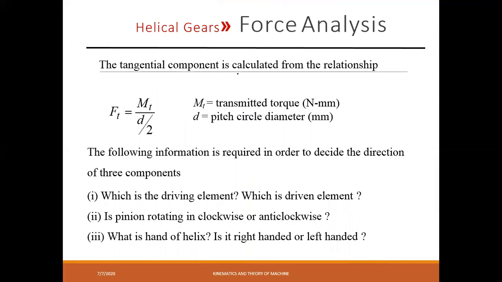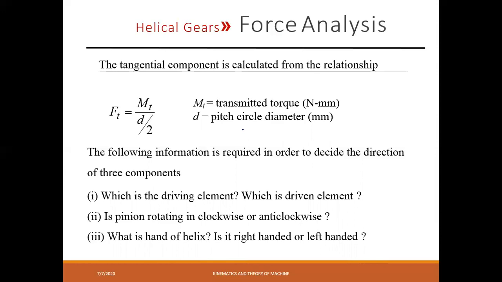Now the tangential component is calculated from the relation Ft is equal to Mt upon d by 2, where Mt is the transmitted torque and d is the pitch circle diameter. The following information is required in order to decide the direction of the three components. First, what is the driving element and which is the driven element. We should have this information to decide the direction of all three components.